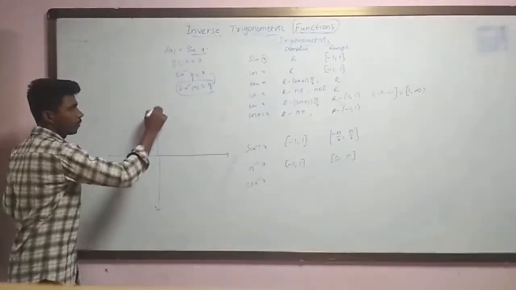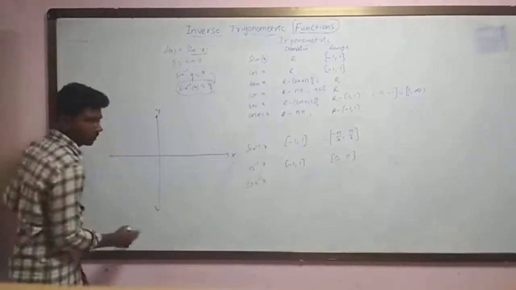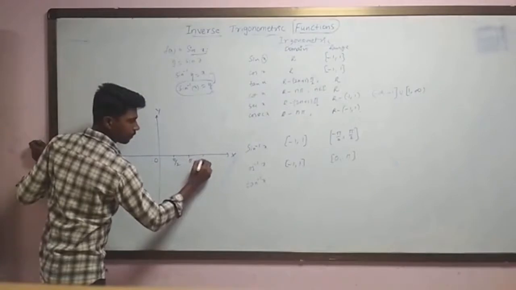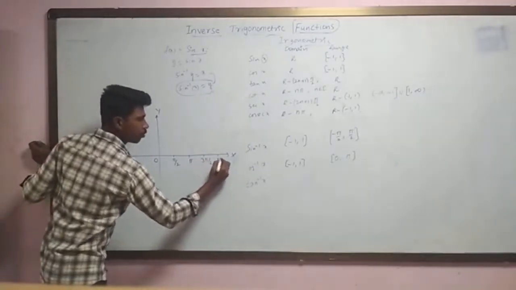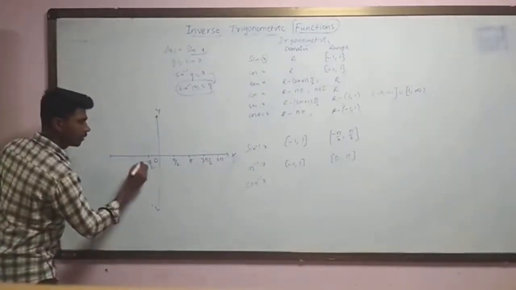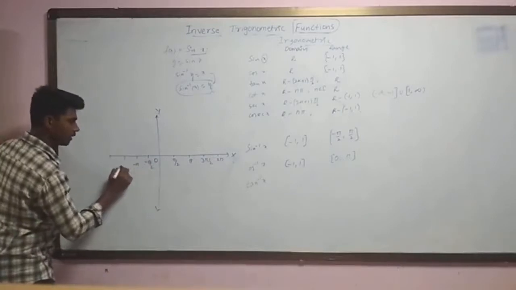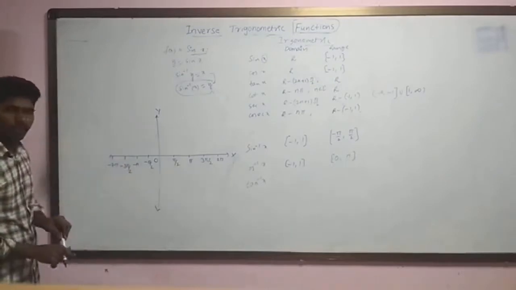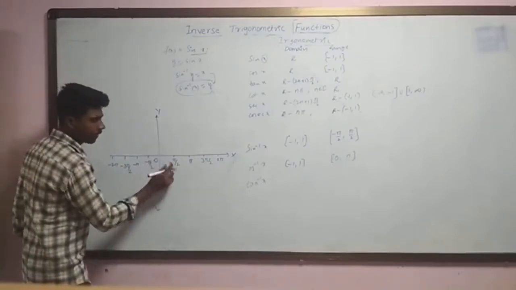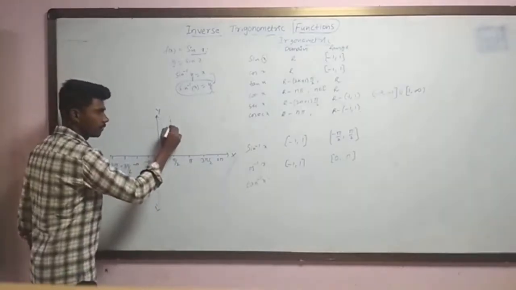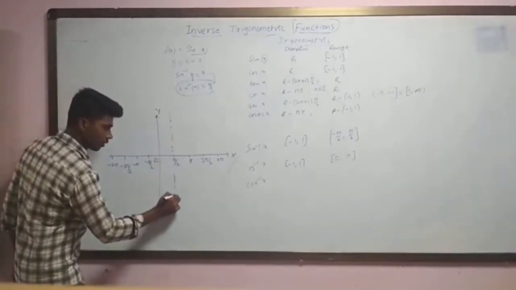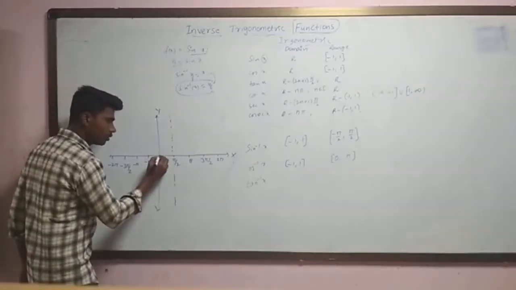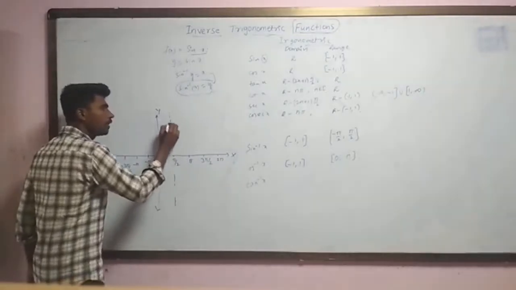On the x-axis and y-axis, we have 0, pi by 2, pi, 3 pi by 2, 2 pi, and in the same way minus pi by 2, minus pi, minus 3 pi by 2, minus 2 pi. So what about tan? Tan 0 is 0, tan 90 is not defined. From 0 to 90, tan is increasing. So we get tan 0 as 0, and tan 90 indefinite.